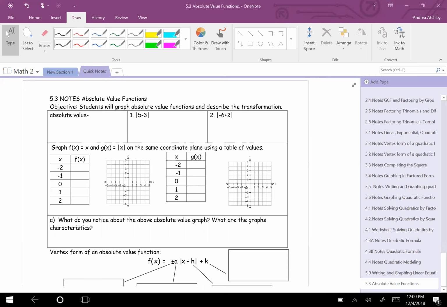I don't know why this will not work. Let's see if it'll let me write. Nope, it's a little frozen right now. Okay, write that right there, distance away from 0, even though it won't let me right now.